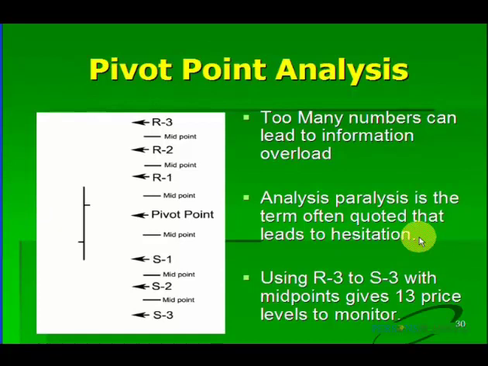So using R3 all the way down to S3 with the midpoints, that gives us 13 price levels to monitor. Now, friends, think about this. If that's just one day, and we're using weekly numbers, that gives us 13 plus 13. Now we're at 26 levels to monitor. Then if we have monthly on top of that, now we have 39 numbers in front of us to monitor each and every day. And I've got news for you. I think I have found a better way of trading without that type of information overload.